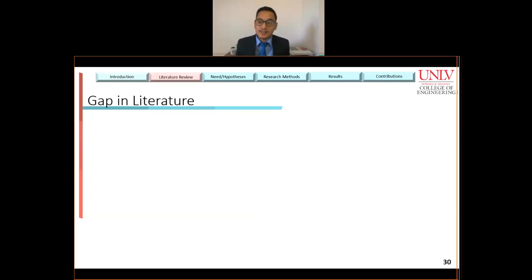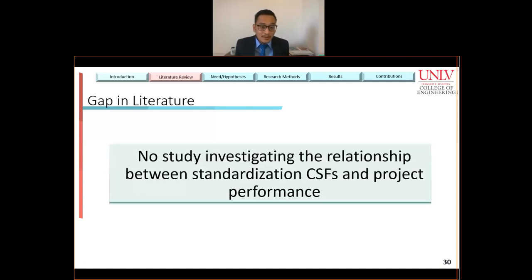Now that I have talked about the existing literature, let me do a quick recap again. So the existing literature on standardization consists of studies on different solution elements on improving implementation of standardization, other potential factors important for standardization, as well as the critical success factors on standardization. And even though standardization CSFs have been identified by CII, these critical success factors were identified based only on the experience of the subject matter experts and their opinions. So there is a gap in literature, which is that there is no study investigating the relationship between standardization CSFs and project performance based on actual projects. And this is the key.